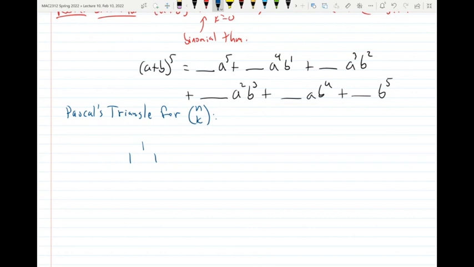But for example, the third row is going to have 3 terms. So first row, 1 term, second row, 2 terms. Here I need 3 numbers, okay? So the first and the last number are always 1. Now, what's the one in the middle? The sum of the previous 2. So this plus this, okay? Now, let's see, the fourth row, how many numbers do I need?